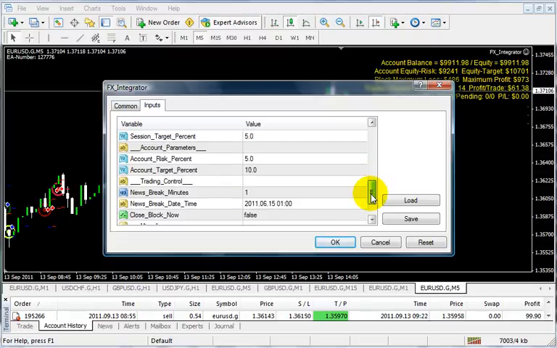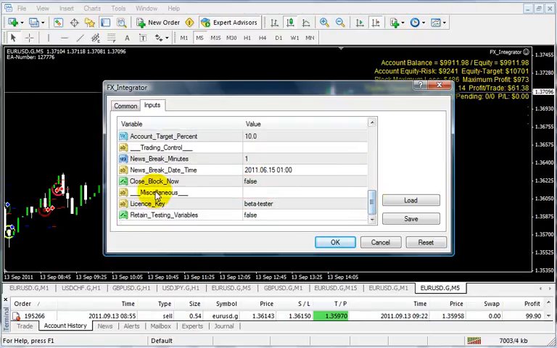We can see here we've got controls. We can have a news break control. Say there's some data coming out and we're not going to be around the computer. We want to pause the software. We can do that. At the moment, it's got a default setting of 1 minute. You can change that to 60 minutes for an hour or whatever. We've got a close block now feature, and importantly, every user of the FX Integrator will have a personally built license for them. So each license is individual to the user.